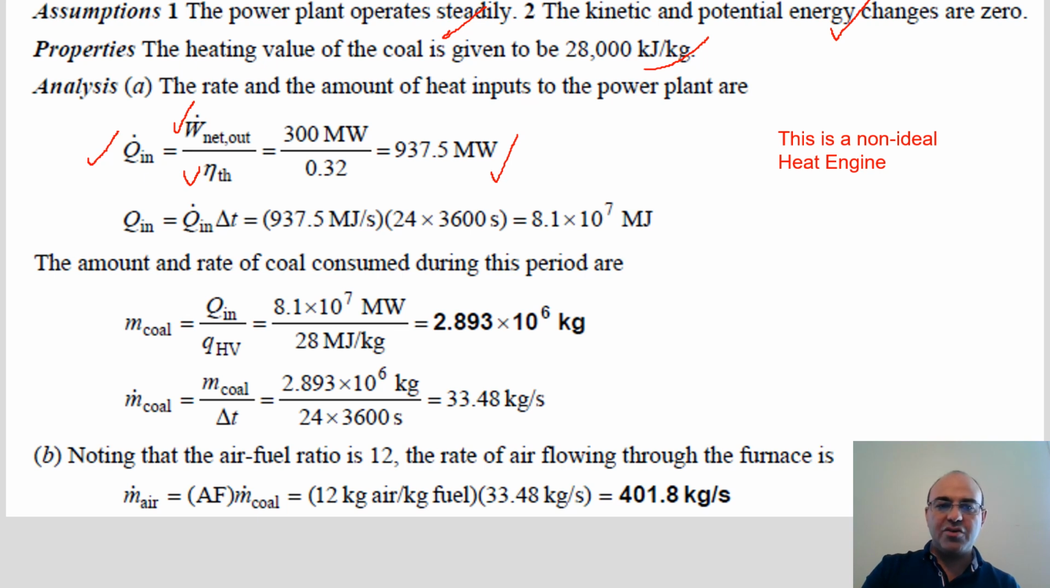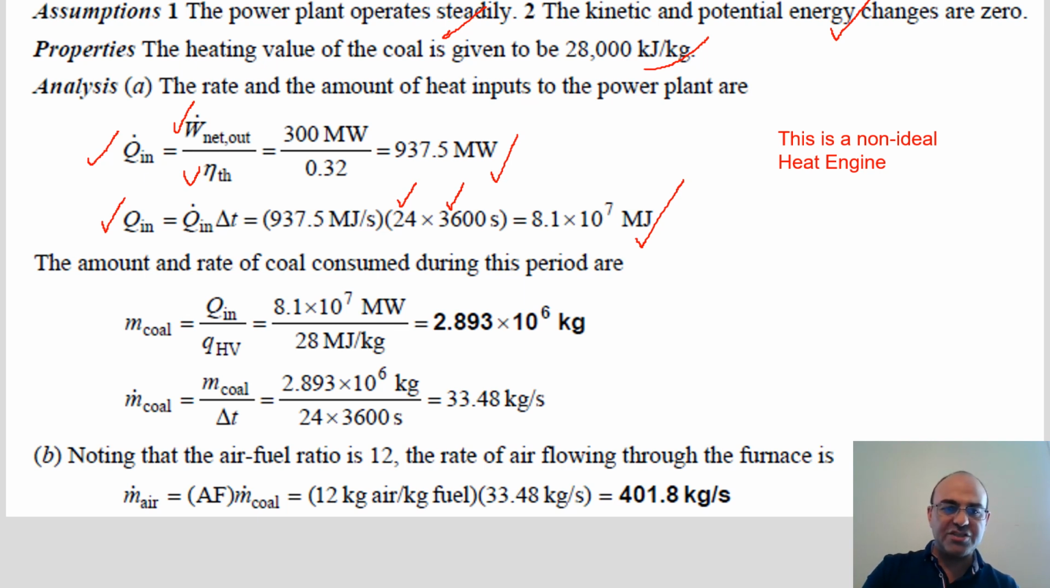So we are going to calculate these values over a 24-hour time period. Therefore, we go ahead and multiply Q dot in by delta T, the number of seconds in 24 hours. So we multiply the power Q dot in by 24 by 3,600 seconds. This will give us the total amount of energy provided by coal burning over 24 hours: 8.1 times 10 to the 7 megajoules.